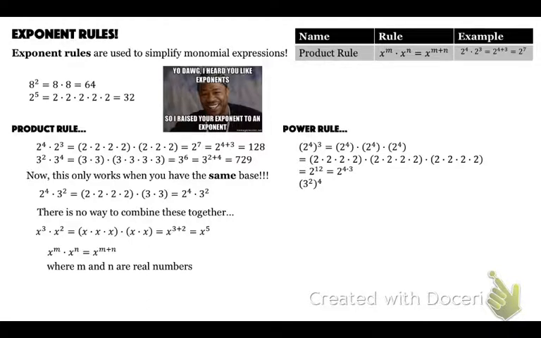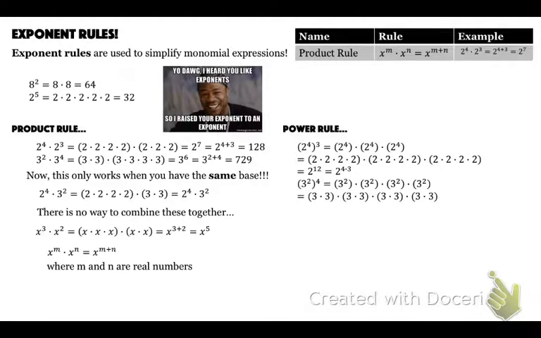So if we had 3 squared to the 4th power, well, that's the same as 4 3 squareds, and each 3 squared is the same as just 3 times 3. So we have 2, 4, 6, 8 3s, so that's the same as 3 to the 8th, which we could have gotten by just cutting out all that middle stuff. 2 times 4 is 8.